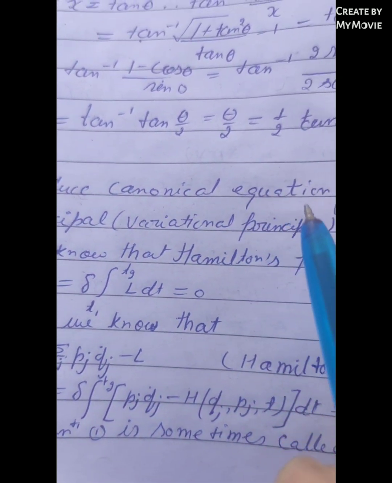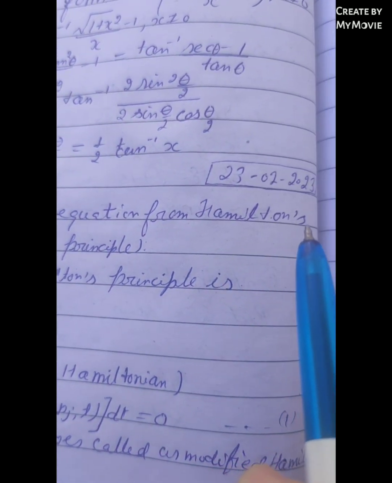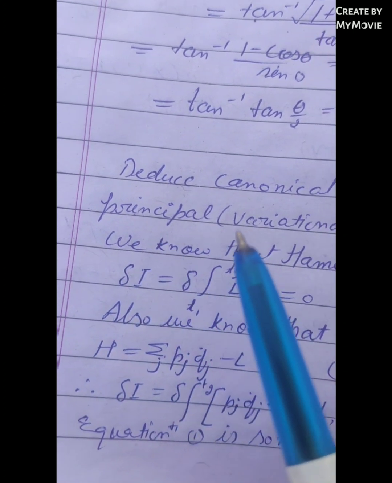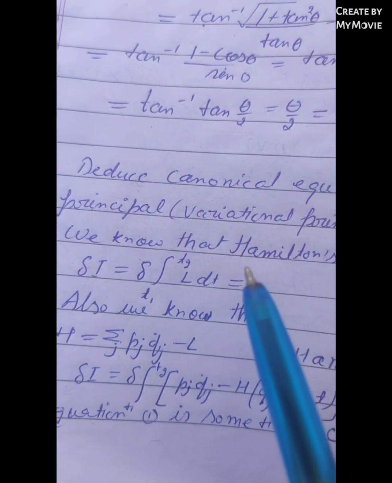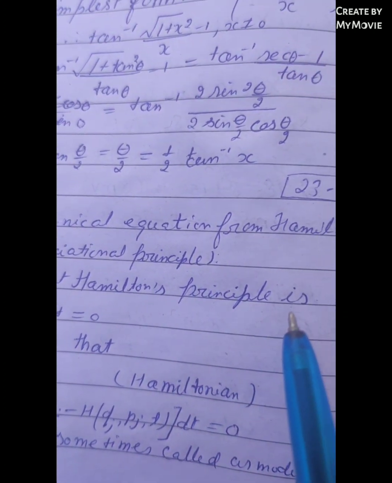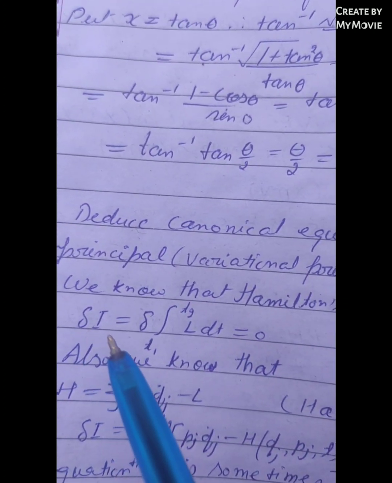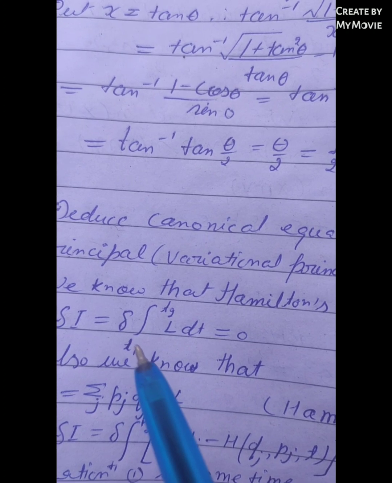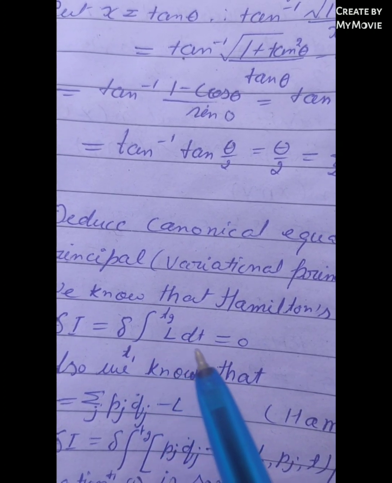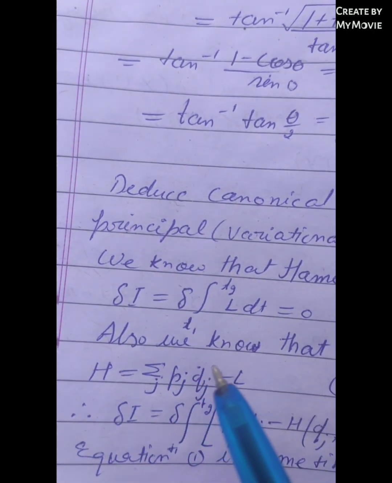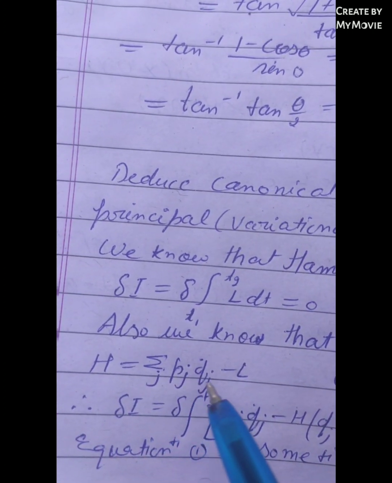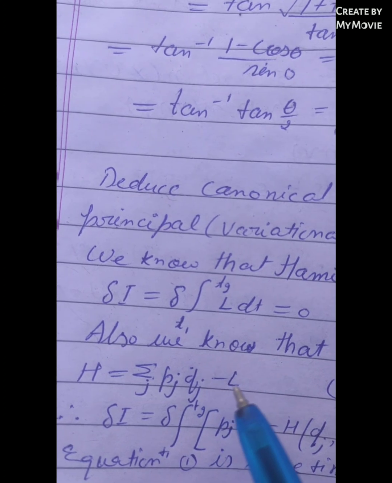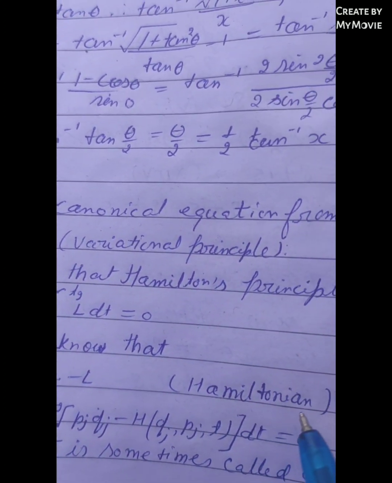Deduce the canonical equation of motion of Hamilton's principle, variational principle. Now we know that the Hamilton principle is δI = δ∫ from t1 to t2 of L dt = 0. Also we know that H = Σj pj qj dot − L, where H is the Hamiltonian.